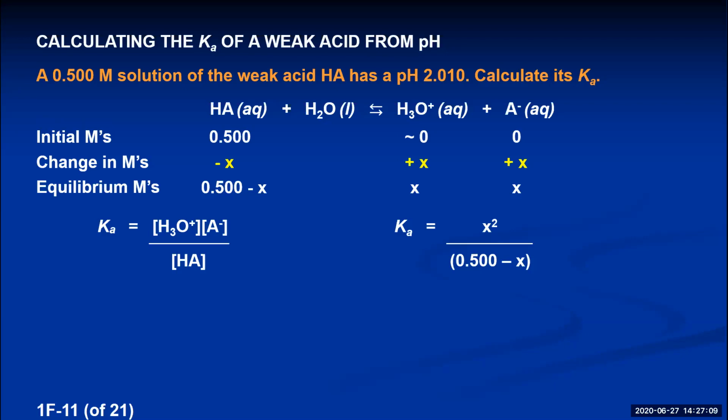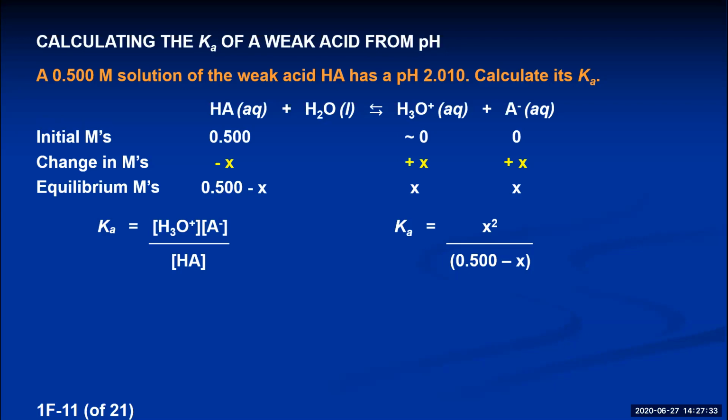And here we have a situation that we've seen before. We've got two variables in the problem. We need to figure out x first before we can get Ka. So there's got to be something in the problem, a little clue that's going to allow us to calculate what x is, and that clue is the pH. The pH is the negative log of the hydronium ion concentration, which is x. So the pH is the negative log of x.